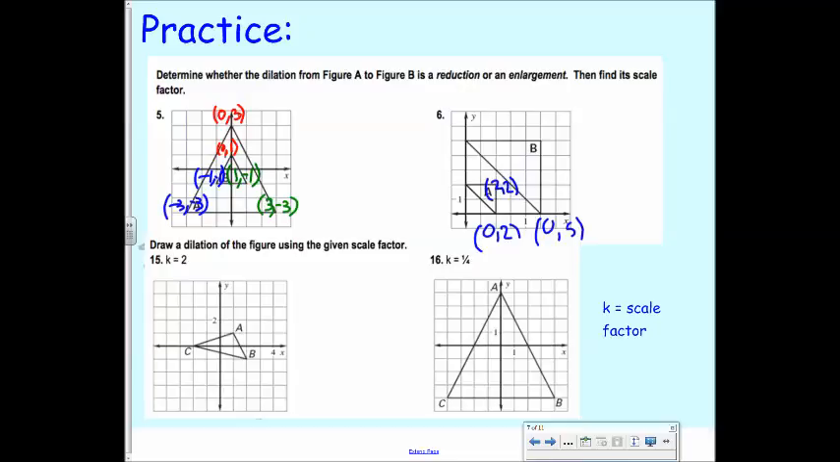So how can you tell that before you even start the problem? How can you tell just from looking at it? If the fraction is less than 1, then it's going to be a reduction. If the fraction is like 9 over 2, then that would be an enlargement because 9 over 2 is an improper fraction. It's greater than 1.